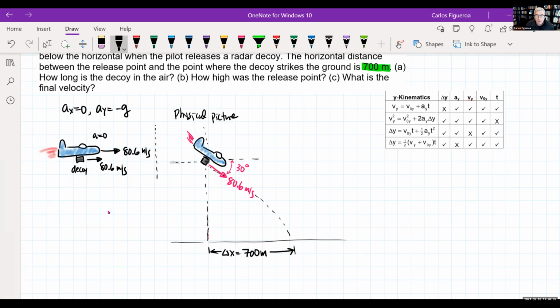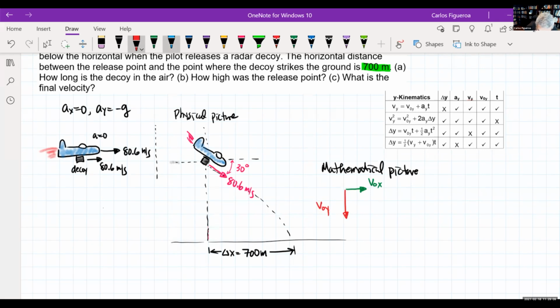What I want is my mathematical picture. So if I go look at my mathematical picture, that means I have to take that velocity and break it into components. I now know that I have a velocity going in the x direction. I know that I have a velocity going in the y direction.